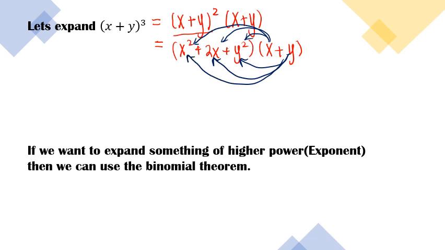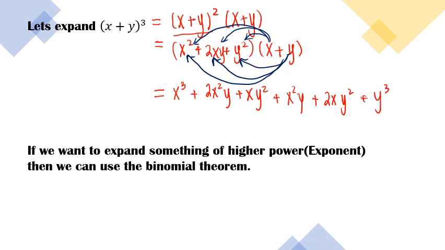Once you do that, you're going to get x to the third plus, oops, it should have a y there, 2x squared y plus xy squared plus x squared y plus 2xy squared plus y to the third.